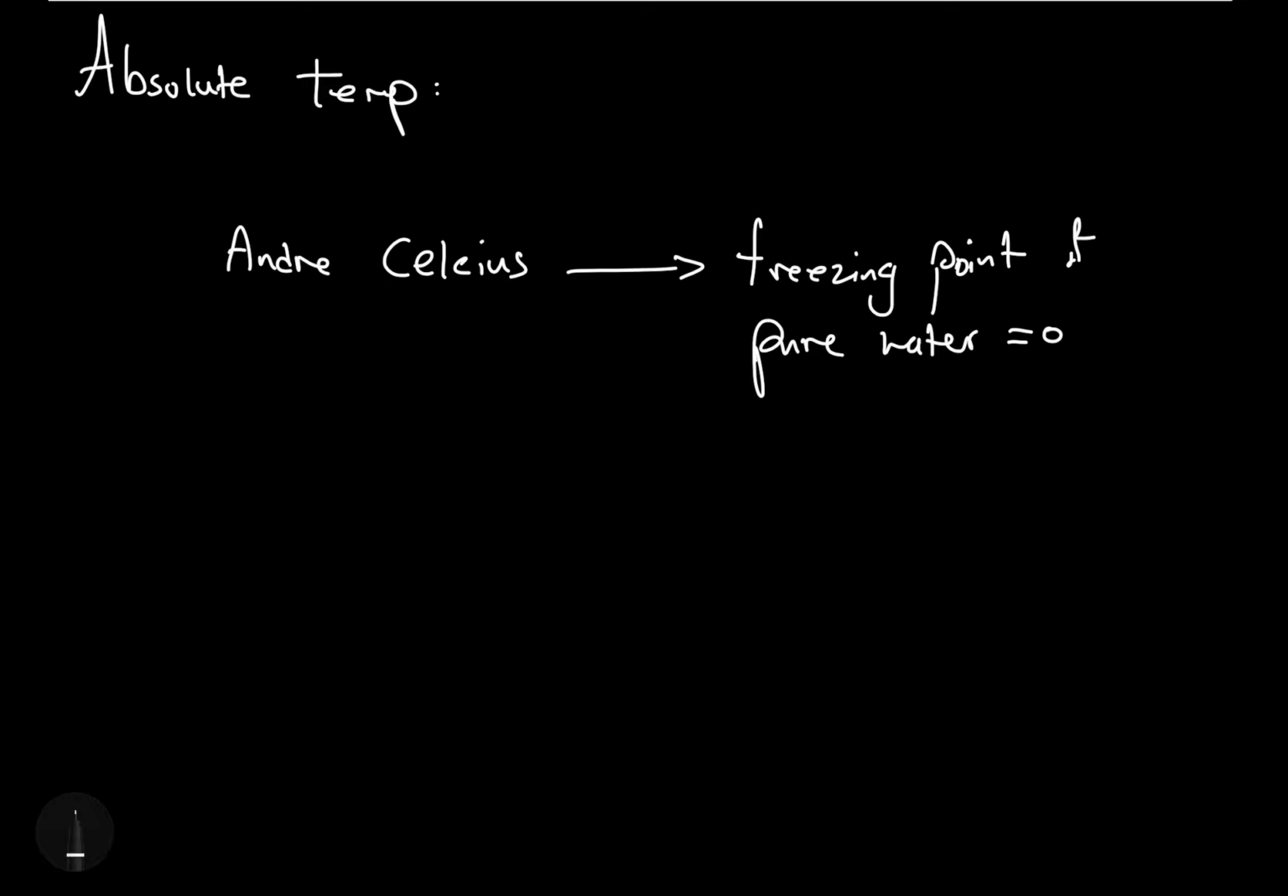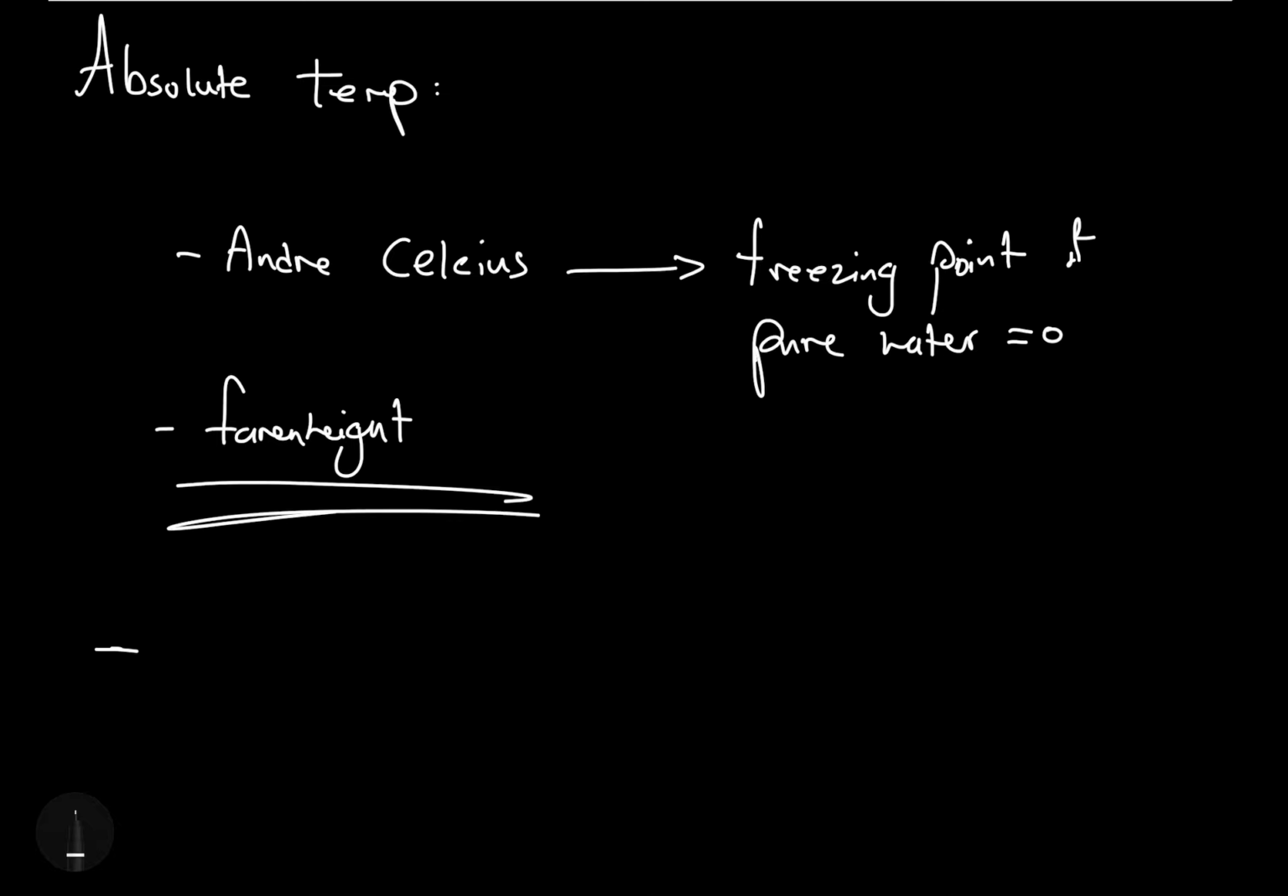And then Gabriel Fahrenheit said that the freezing point of pure water is different in his scale, because he said that 0 is 32 degrees below the freezing point of water. I know it's a bit confusing. That's why I don't really use it a lot in the international system, but you just have to have an idea about it.